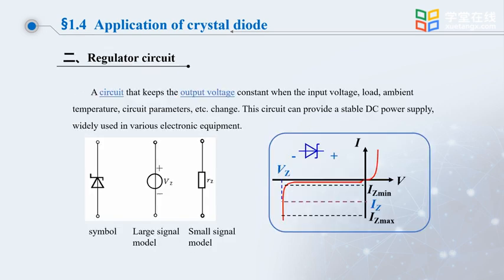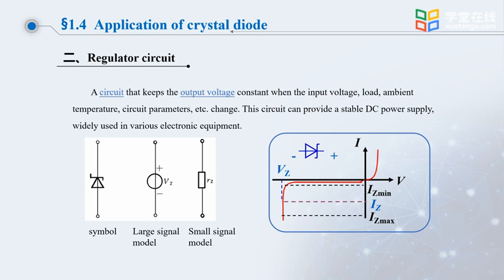Next, we will introduce the voltage regulator circuit. An AC signal converted to a unipolar signal also needs to be filtered to remove part of its fluctuations and take the average, but this filtered signal voltage will still fluctuate slightly. Therefore, it needs to be sent to a voltage stabilizing circuit. The so-called voltage regulator circuit is one that can keep the output voltage stable all the time when the input voltage, load, ambient temperature, and circuit parameters change.